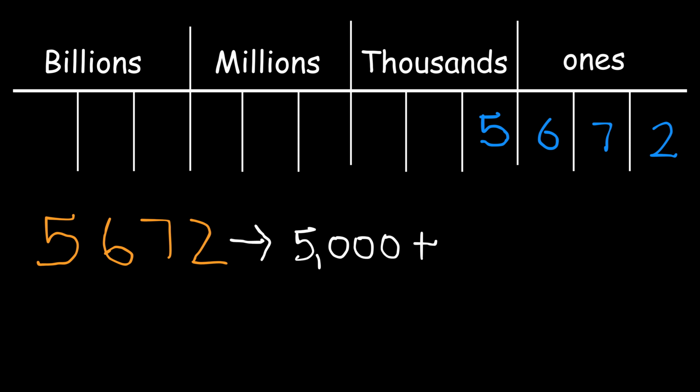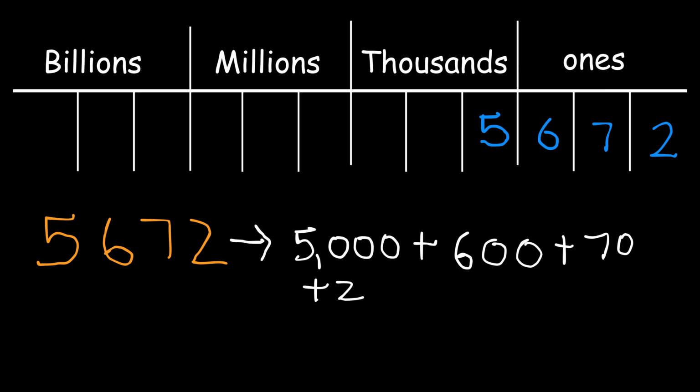Now, what about the digit 6? The digit 6 is under the hundreds place value, and if we move to the right, 1, 2, this 6 will be followed by two zeros. So it reads as 600. And now, what about the 7? Well, the 7 is under the tens place value. Let's move to the right. So the 7 will be followed by 1 zero. So it will be 70. And the 2 is under the ones place value. It simply means that we have two ones. So that number is 2.